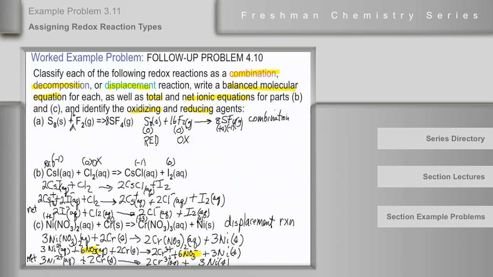Now, the reducing agent and the oxidizing agent is pretty easy to assign. Nickel goes from a +2 state to a 0 state, so it's a decrease, so it's the oxidizing agent. And chromium goes from 0 to +3, that's an increase, so it's the reducing agent.